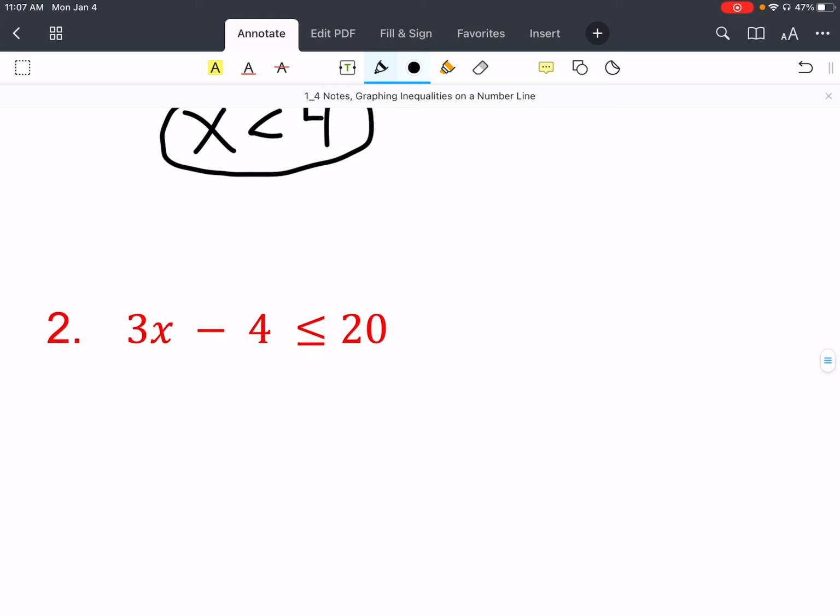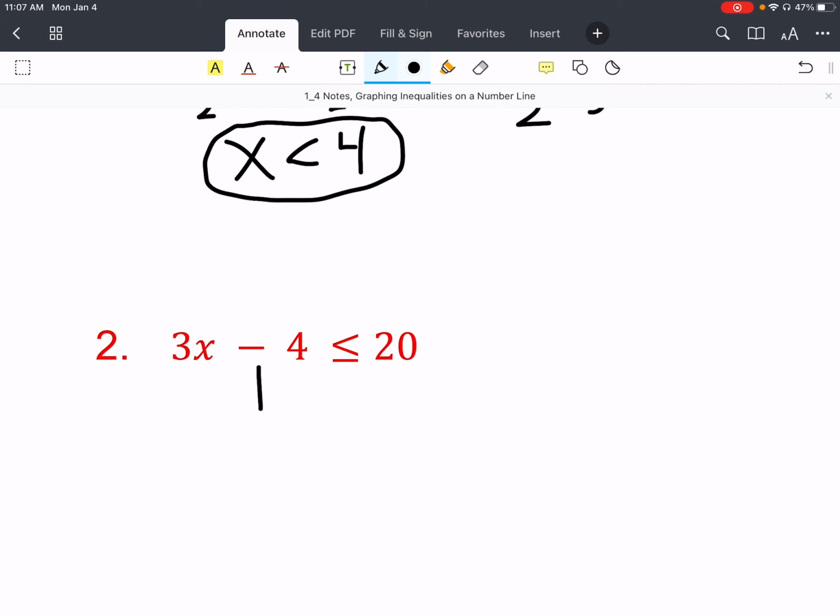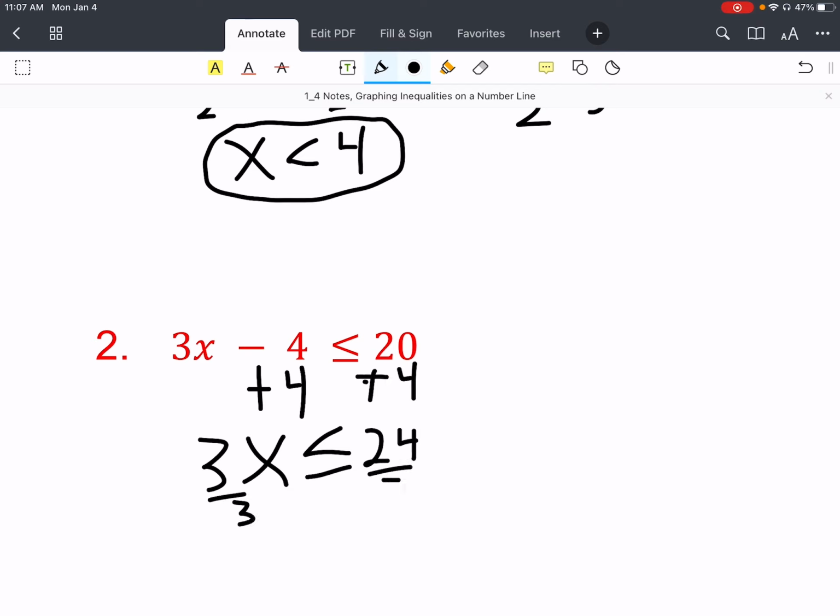Number 2, 3x minus 4 is less than or equal to 20. Add 4, 3x is less than or equal to 24. Divide by 3, x is less than or equal to 8.